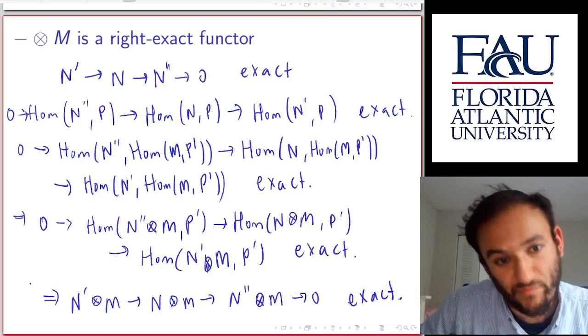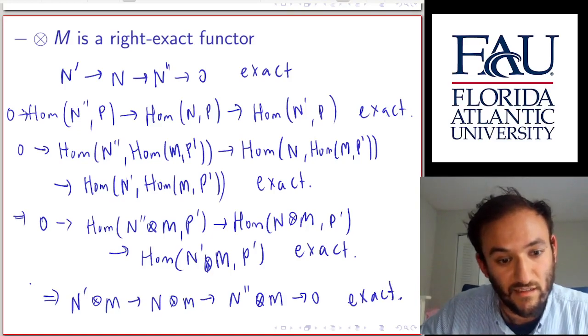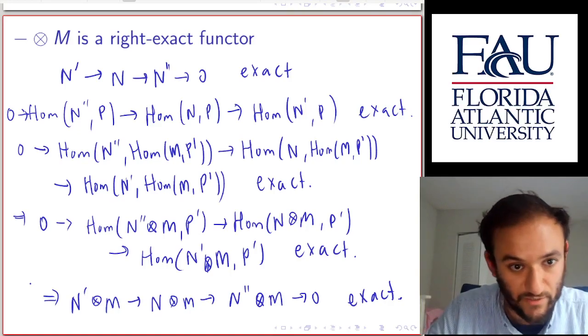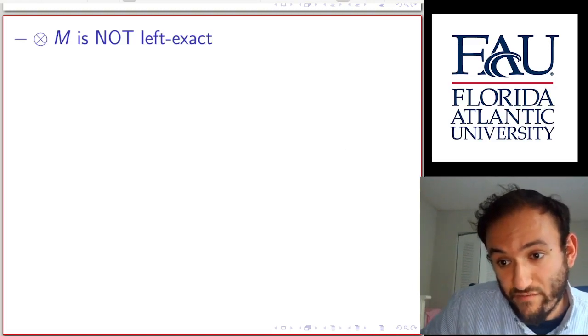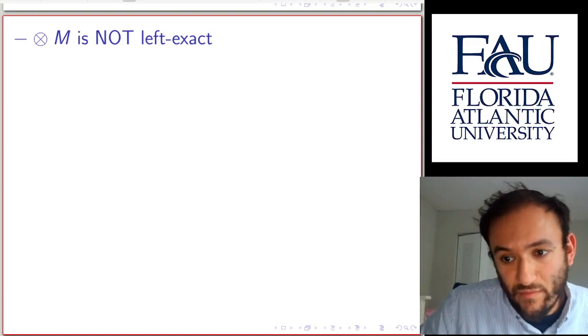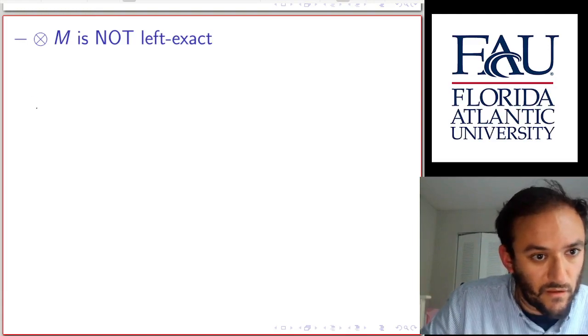So that's the logic to show that this tensor product sequence is in fact exact. So that tensor is a right exact functor. You can derive, using a similar counterexample as we found with Hom, that tensor with m is not a left exact functor, even though it is a right exact functor, as follows.